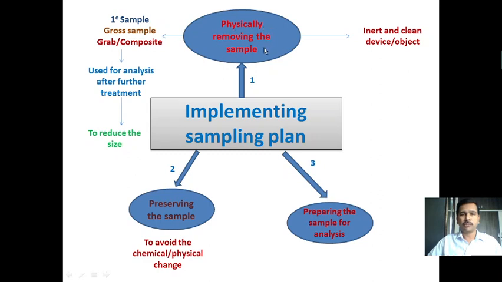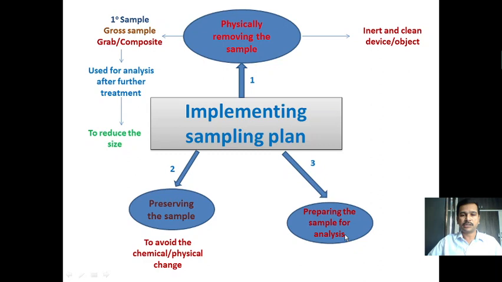Number one is physically removing the sample from the target population. We have to remove a grab sample, or collect a composite sample, and reduce the size of the sample before subjecting it to analysis. Once the sample is collected successfully from the target population, we have to preserve it by following appropriate steps and taking appropriate precautionary measures. And the preserved sample has to be subjected to preparation for analysis.